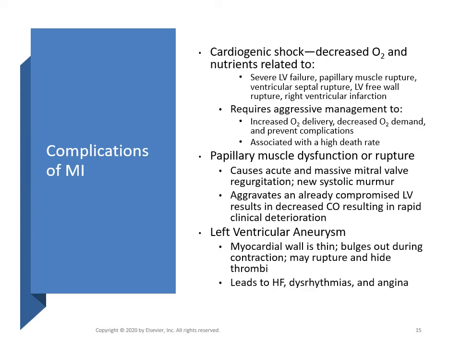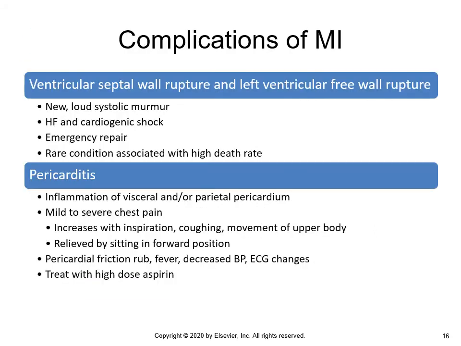Left ventricular aneurysm results when the infarcted heart wall is thin and bulges out during contraction. This can develop within a few days, weeks, or months. It is more common with anterior wall MIs. The patient with a ventricular aneurysm may develop heart failure, dysrhythmias, and ventricular rupture, which is usually fatal. Ventricular aneurysms can hide thrombi that can lead to an embolic stroke. Anticoagulation therapy is recommended for these patients unless it's contraindicated.